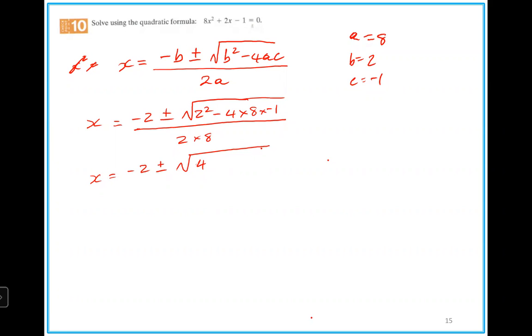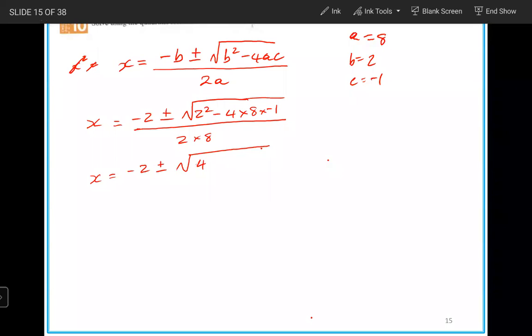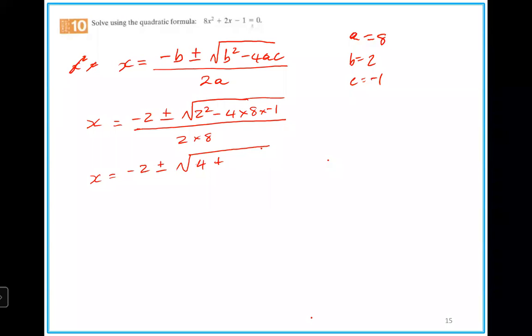Minus 4 times 8 is -32. And then -32 times -1 is 32. Okay, so that's plus 32, and all over 16.